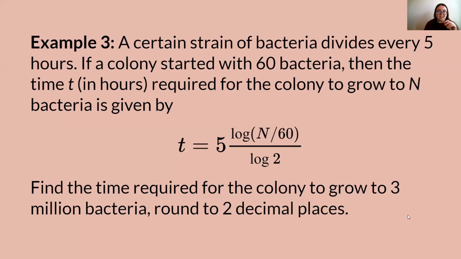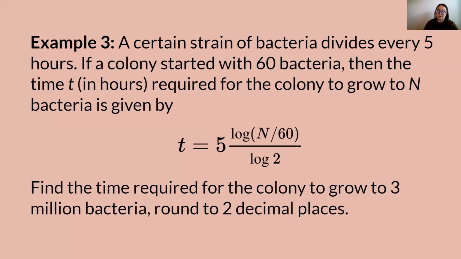So we're going to go ahead and do another example. We have a certain strain of bacteria that divides every 5 hours. If a colony started with 60 bacteria, then the time t in hours required for the colony to grow to n bacteria is given by t is equal to 5 times log of n divided by 60 over log of 2. Since we don't see any bases, this is log base 10. This is the common logarithm.